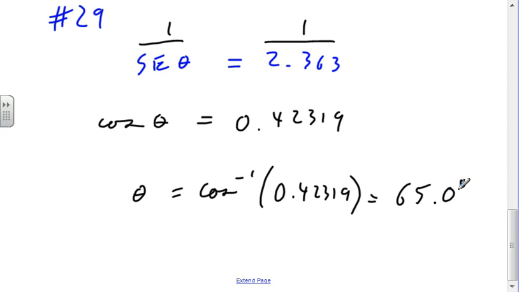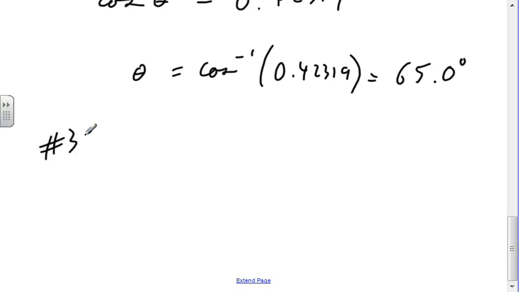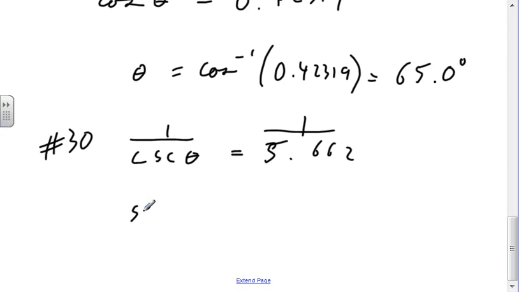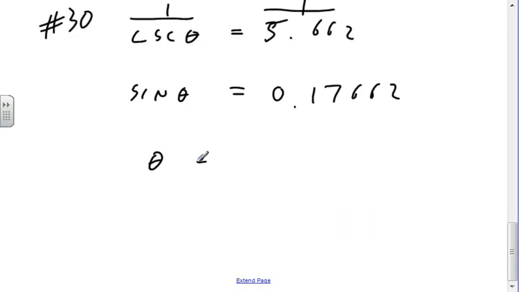Okay, did we do a cosecant one yet? No, we didn't. So we'll do number 30, the cosecant one. Cosecant theta 5.662. Divide by 1, we have sine theta is equal to 1 divided by 5.662, 0.17662, and then theta is equal to the arc sine of the guy up there. Arc sine, second function answer, so I don't have to rewrite it. 10.2 degrees.